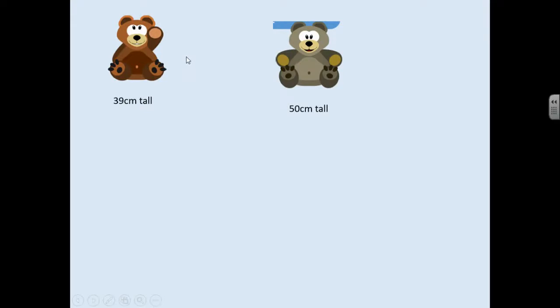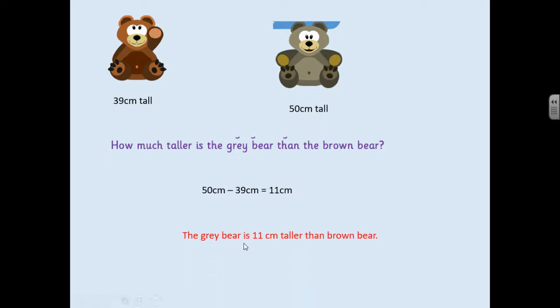Now we've got the information that the brown bear is 39 centimeters tall, the grey bear is 50 centimeters tall. Now, how much taller is the grey bear than the brown bear? We need to find the difference between the two. So we do 50 centimeters minus 39 centimeters equals 11 centimeters. So the grey bear is 11 centimeters taller than the brown bear.